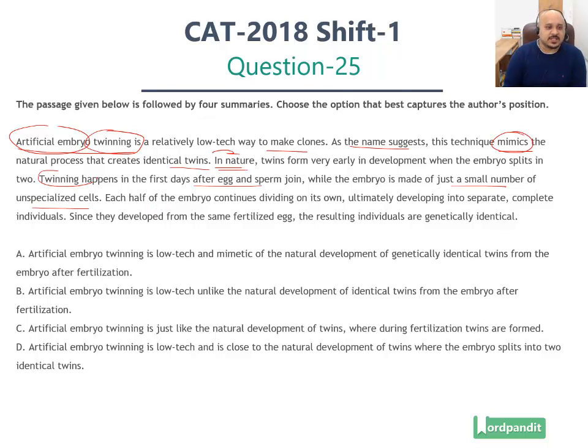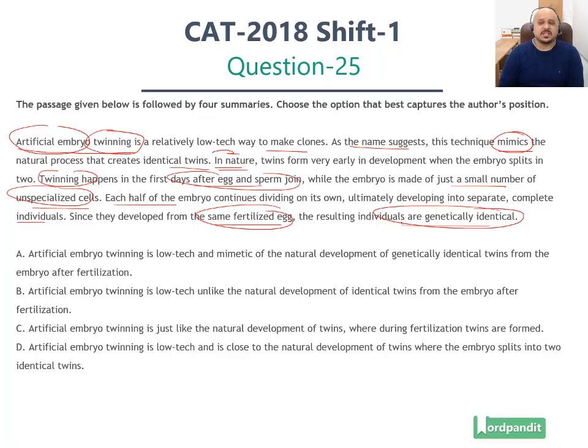So now twinning, when does it happen? It happens in the first days when the egg and sperm join, when the embryo is just consisting of a small number of unspecialized cells. Each half of the embryo continues dividing on its own, ultimately developing into separate complete individuals. Since they develop from the same fertilized egg, that means this process happens after fertilization. The resulting individuals are genetically identical, right? So this is the process of formation of twins. This is how twinning happens. Artificial embryo twinning mimics this, right?